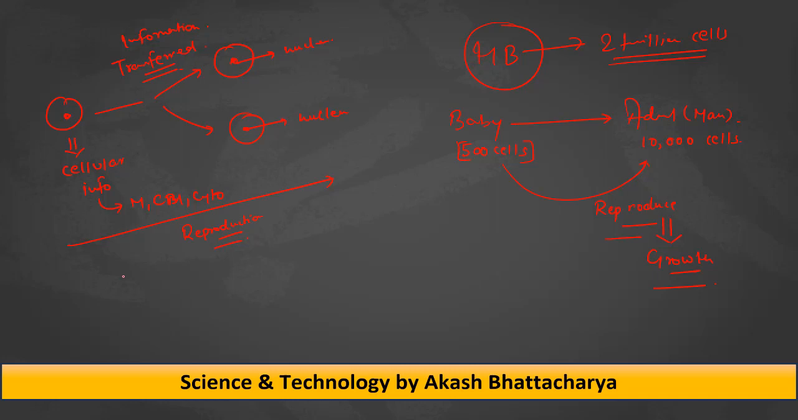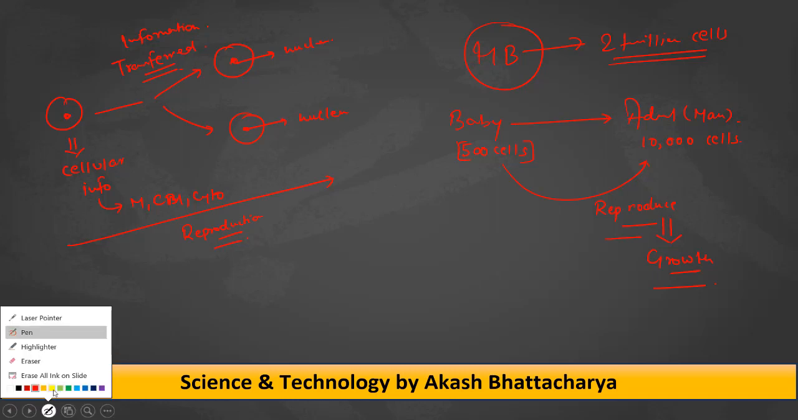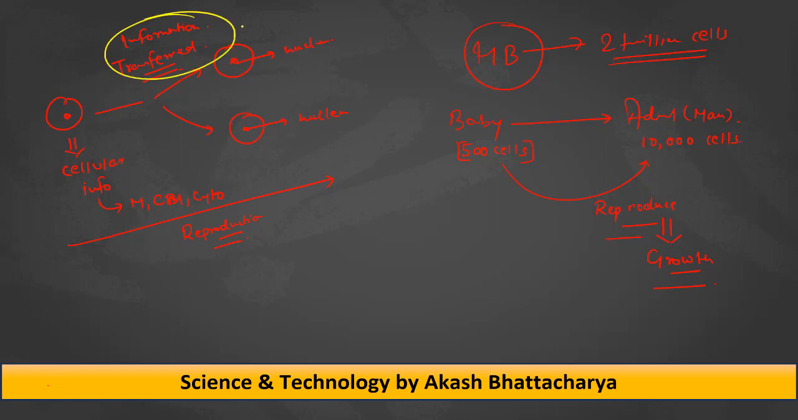Now understand that when I'm saying this, this information will be transferred. So once this information is transferred, where will it be stored? This information will be stored in what is called DNA. So when the information from one cell is transferred to the other cell, the information is stored in DNA, and this DNA is nothing but your deoxyribonucleic acid. We'll try to understand also what we mean by DNA.